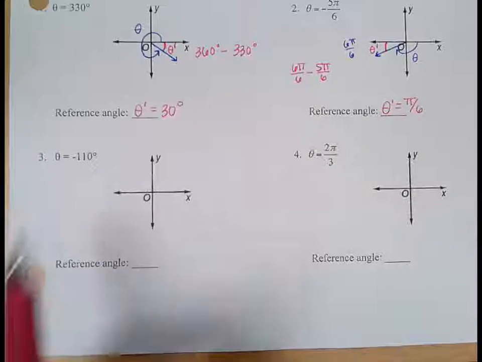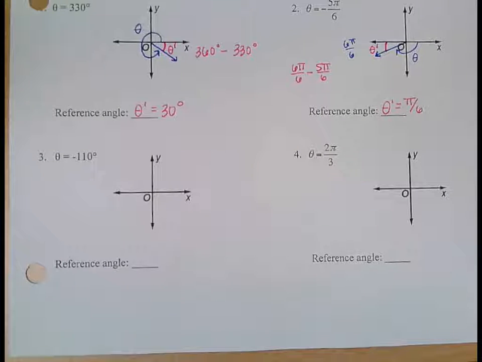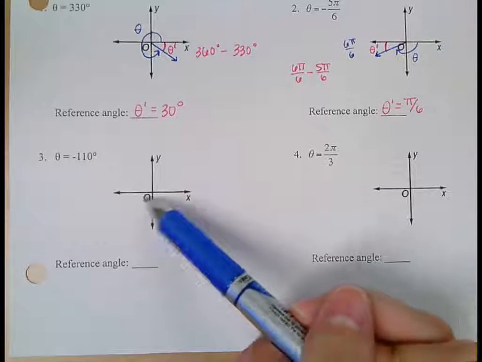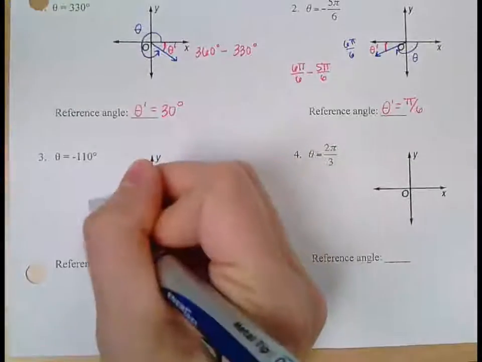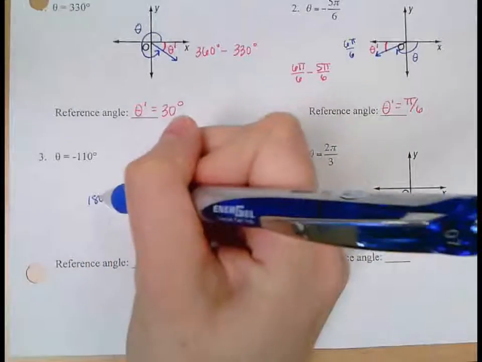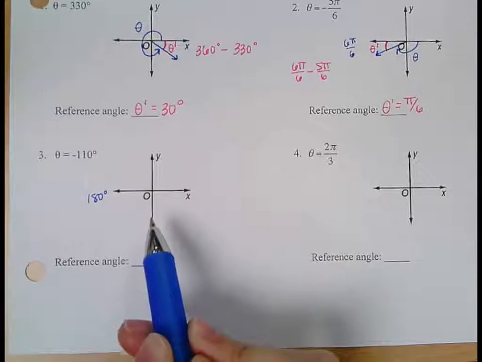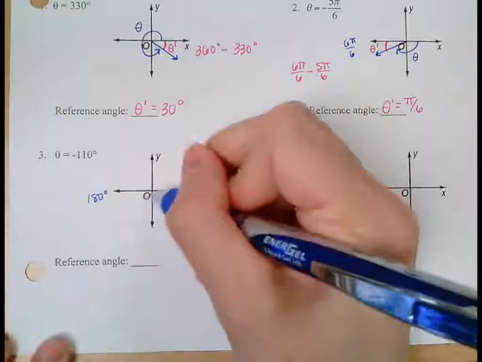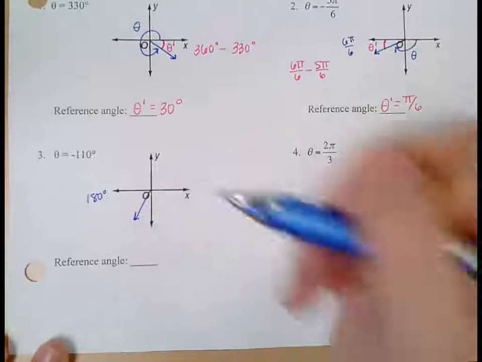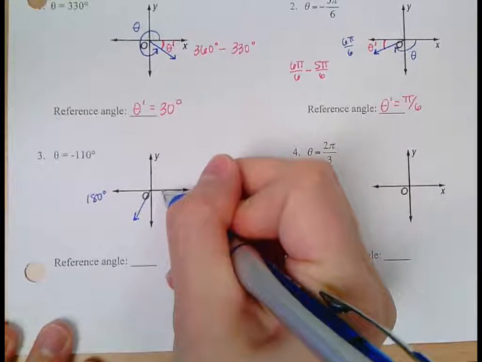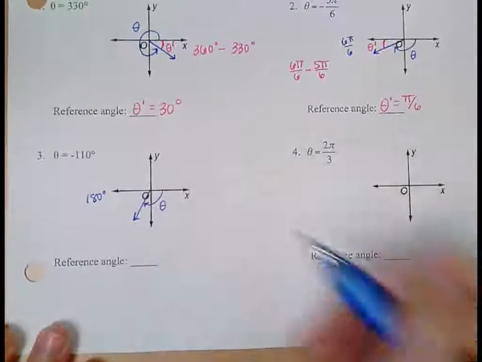Number 3, we have a negative degree measure. So we have negative 110 degrees. So again, we're starting at 0 degrees and we're going clockwise. We know halfway around is 180. So we don't want to quite go halfway. A quarter of the way is 90 degrees. We actually want to go a little bit past there. So about here, because 110, well, it's negative, but that's on your unit circle. So this would be theta.